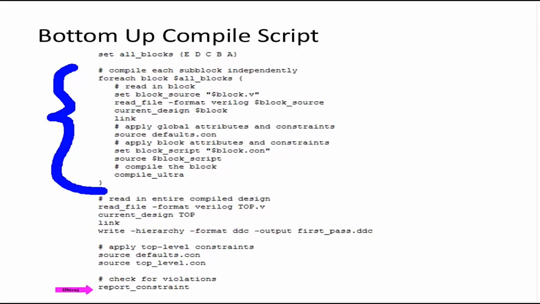Now applying the top level constraints does not mean you have to go through the synthesis. Why? Because the top level design is already compiled. It is available in netlist format. We just want to check. The only thing we want to do here is check if the top level design meets timing. So we check for timing violations. If there are no timing violations, done. We are good. But what if there are timing violations?